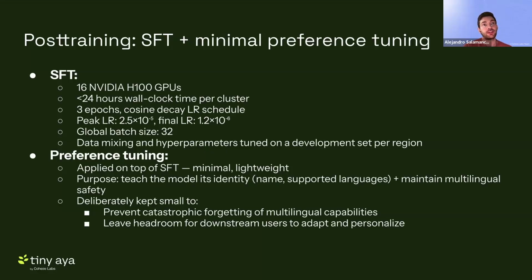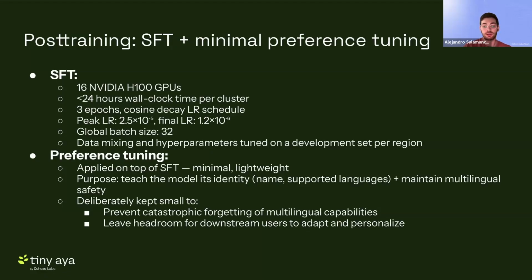And we did that because we want the model to be easy to adapt to different tasks. So we basically just show the model its identity. So your name is Tiny Aya, and don't say your name is something else because you are Tiny Aya, and you support this list of languages. So very basic information for the model to be able to understand its name and be able to provide the user the list of languages that it supports.